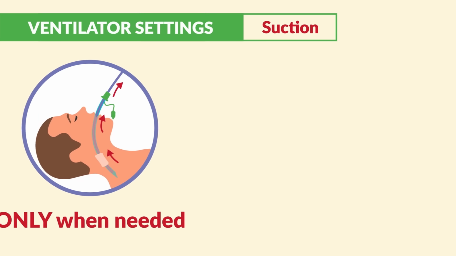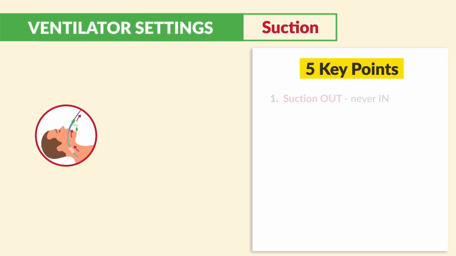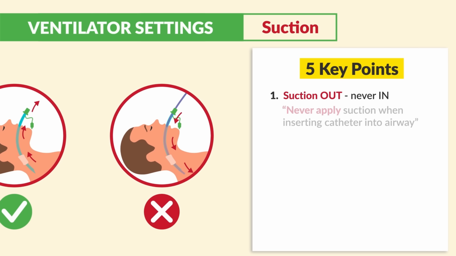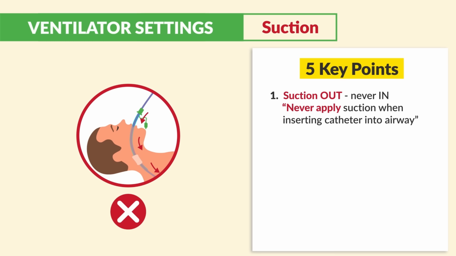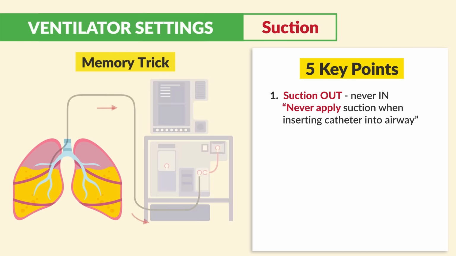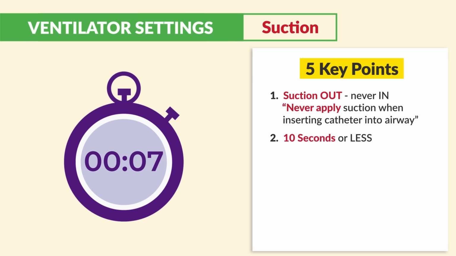Now the top 5 key points that are most tested, write these down. Number 1, we always suction out, never in. Key term is never apply suction when inserting the catheter into the airway. So the memory trick, just think, to get secretions out, we suction on the way out. Now, number 2 is 10 seconds or less for suctioning.